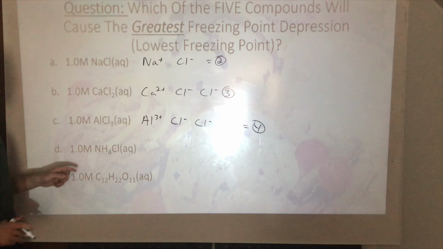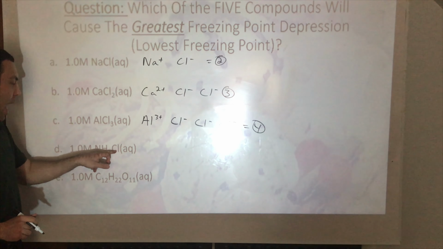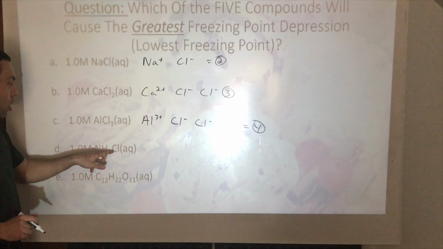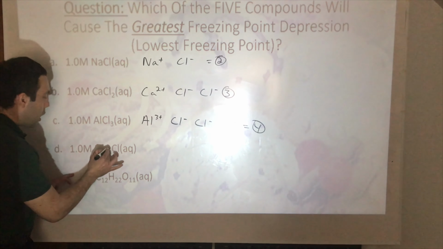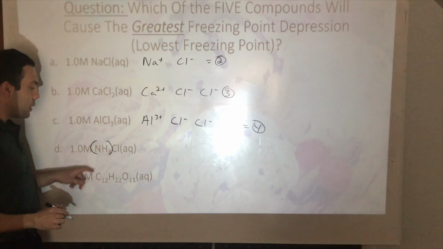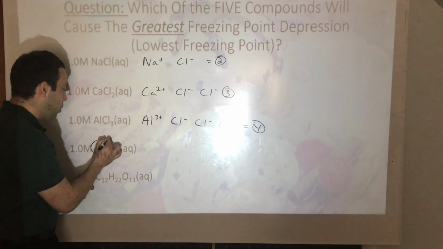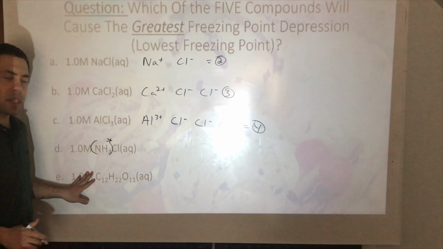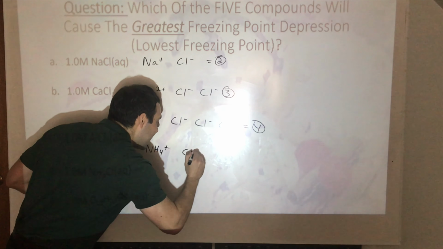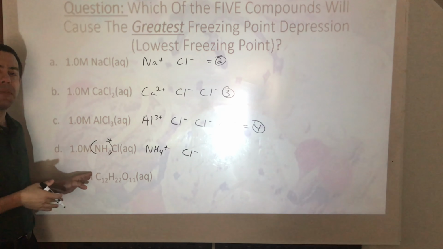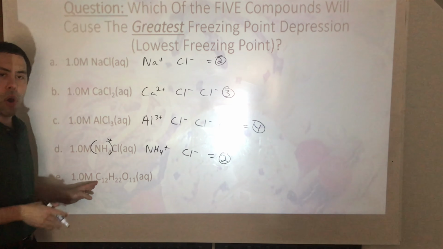Now, choice D is a little bit trickier. I see what you're thinking. 1 N, 4 H's, and 1 Cl. So 1 plus 4 plus 1 is a total of 6 particles. That's not the case here. If you look at table E, you notice that NH4 is ammonium. So the charge on that is NH4 plus. So when ammonium chloride dissolves into water, it actually breaks up into NH4 plus and Cl minus. While it has 6 different elements in the compound, it only dissociates into 2 particles.